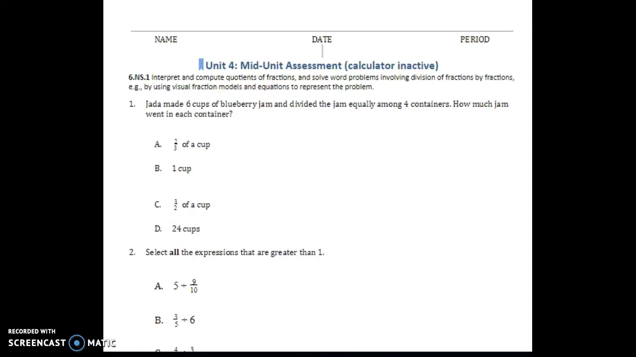Unit 4 Mid-Unit Assessment. Calculator inactive. Question 1. Jada made 6 cups of blueberry jam and divided the jam equally among 4 containers. How much jam went in each container?